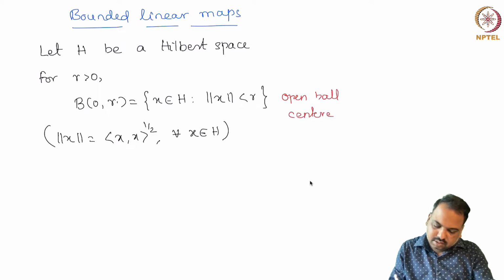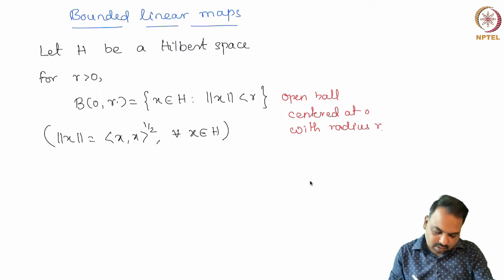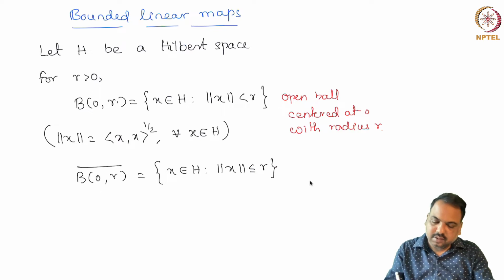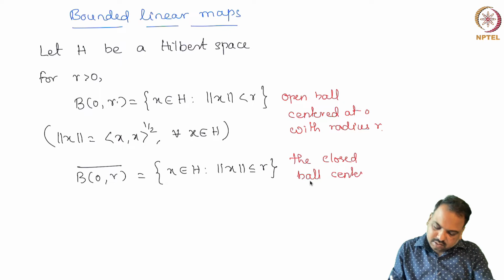centered at 0 with radius r. The closure of B(0, r) is the set of all x in H such that the norm of x is less than or equal to r. This is the closed ball of radius r centered at 0.